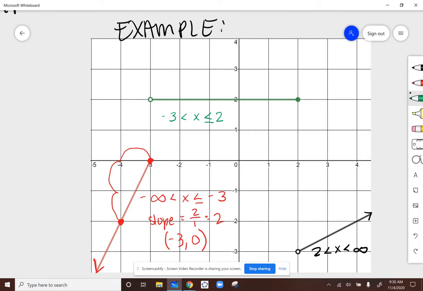For our green line, my slope, the rise here doesn't rise at all, which tells me I have a rise of 0, and 0 divided by any number is 0, so my slope here is 0 since it's a flat line. A point here, we can choose any point on this line. I'm going to go ahead and choose this end point here, so the point 2, 2.